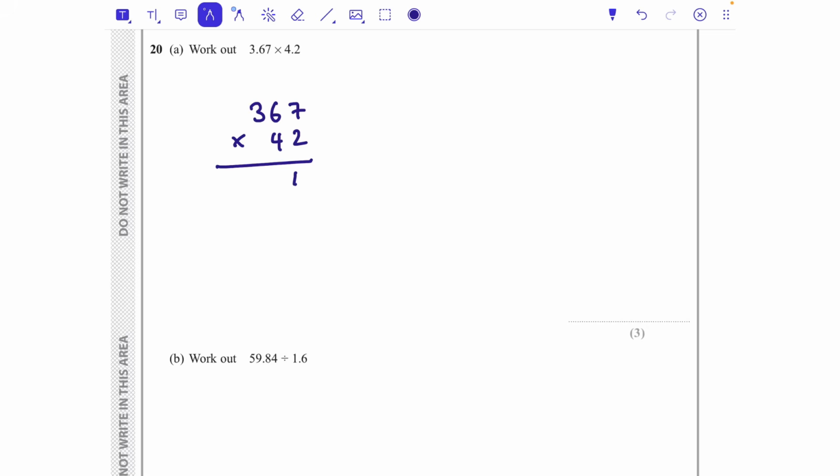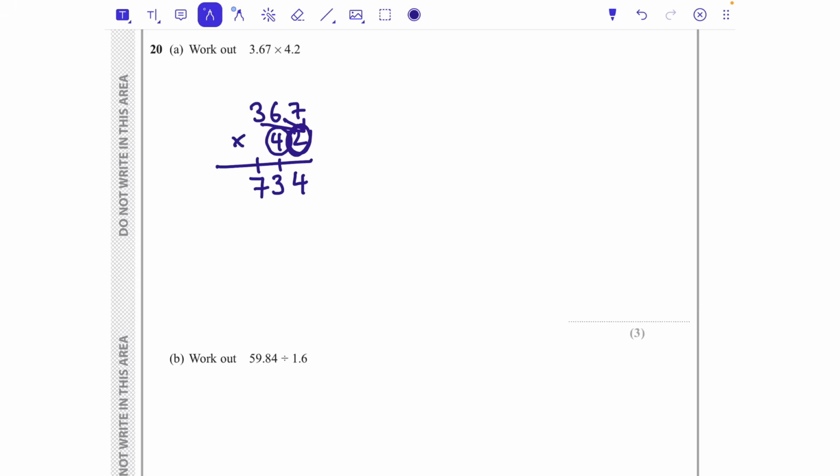So 2 times 7 is 14, so 4 carry the 1. And then, so we're dealing with this 2 first. 2 times 7, 2 times 6, and then 2 times 3. So 2 times 7 was 14, 2 times 6 is 12, add that 1 is 13, and 2 times 3 is 6, add the 1 is 7. So we've dealt with that 2, that's all done.